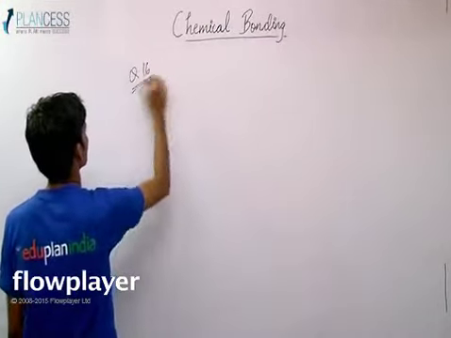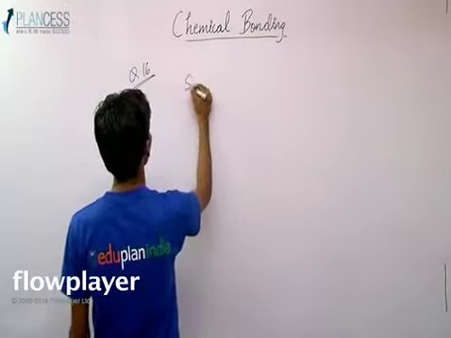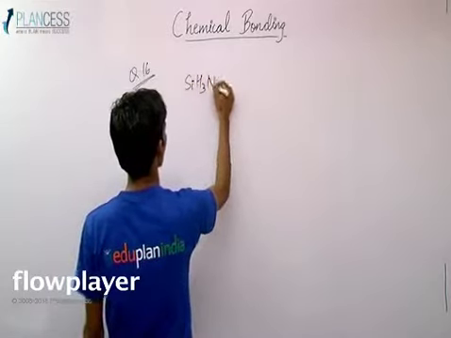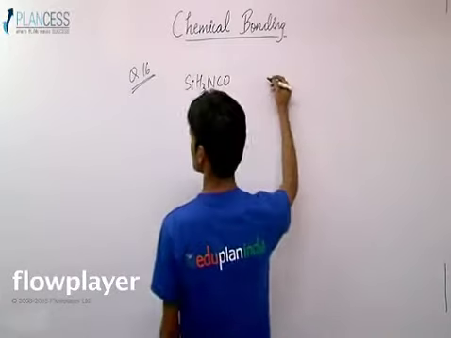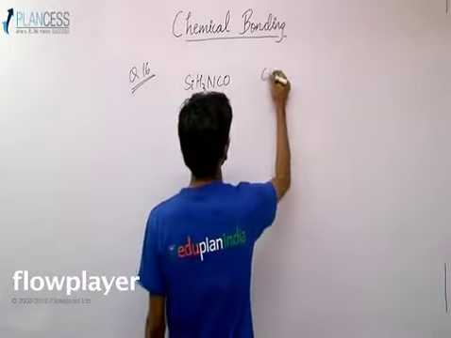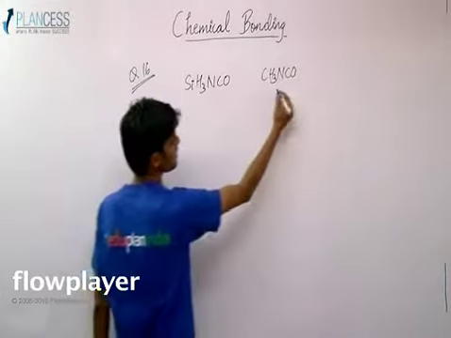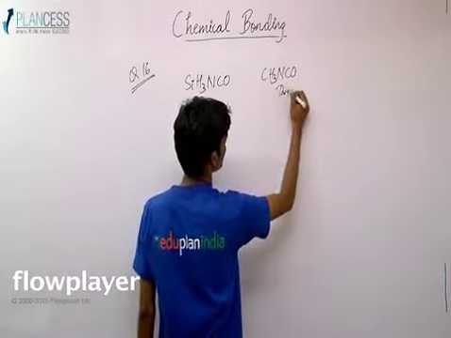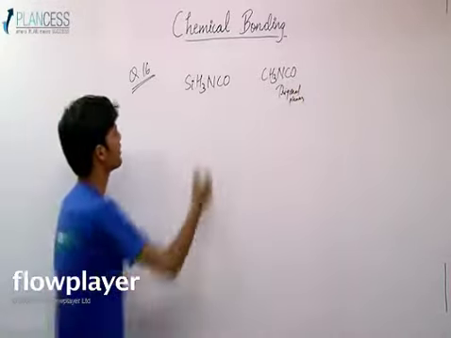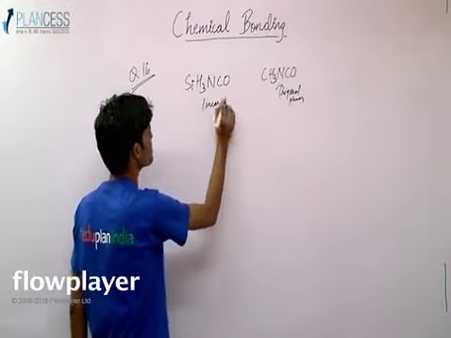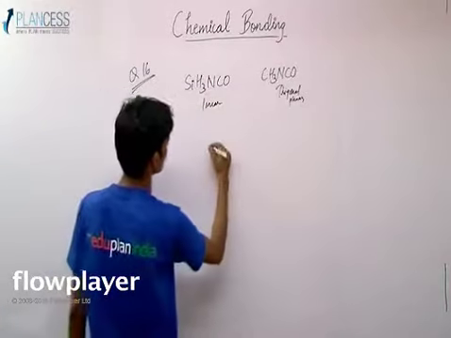So the question is that we have two compounds: SiH3NCO, and another one is CH3NCO. It is said that this is trigonal planar in shape, but this one, SiH3NCO, is linear. How is this? To explain this phenomenon, let's first draw the structure of this.